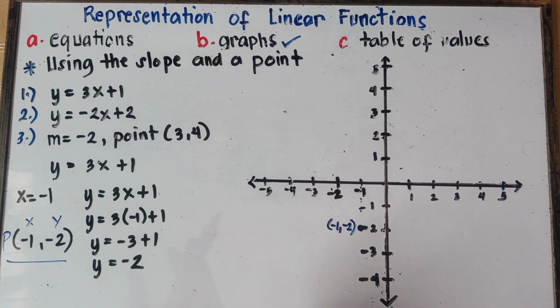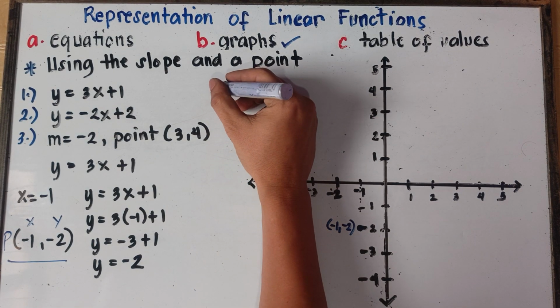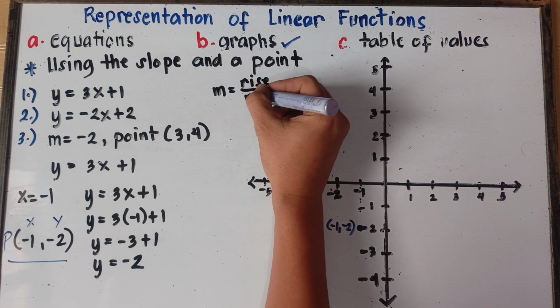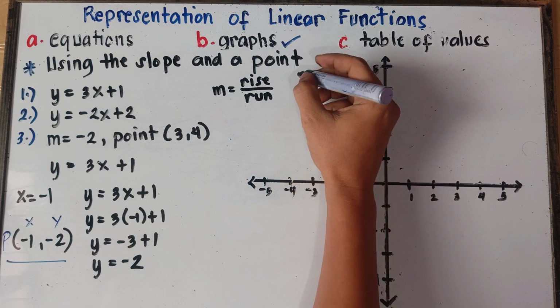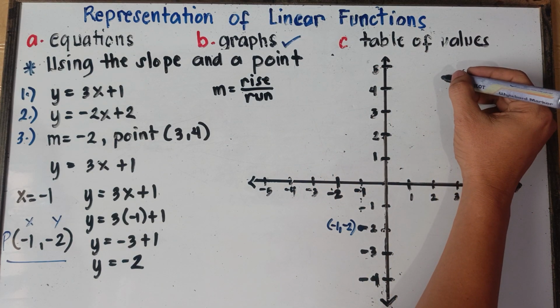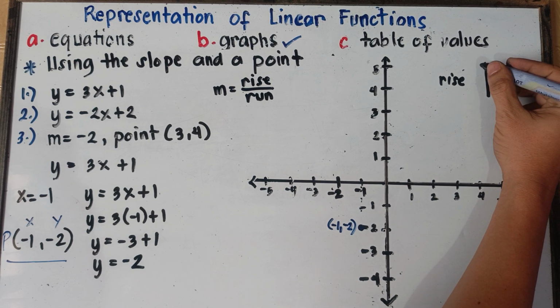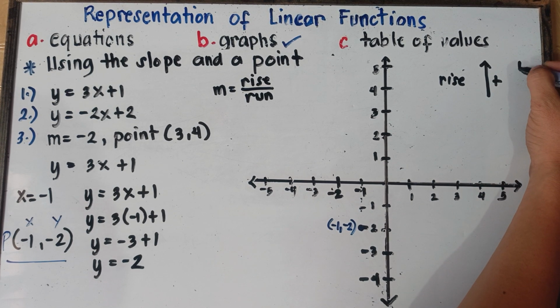Once again, the second step is you need to find the second point using the slope. For the slope, there would be rise over run. For rise, there would be vertical change. If it's positive, you move upwards. If it's negative, you move downwards.